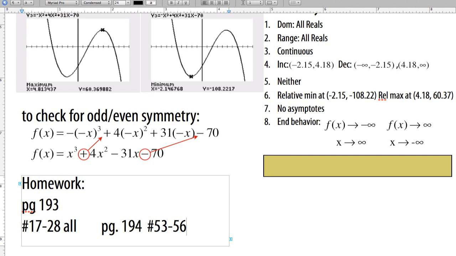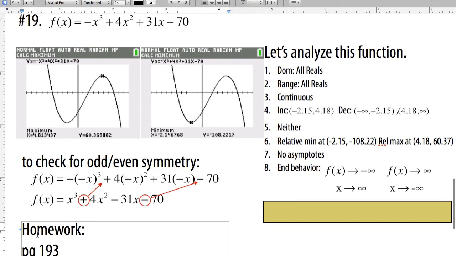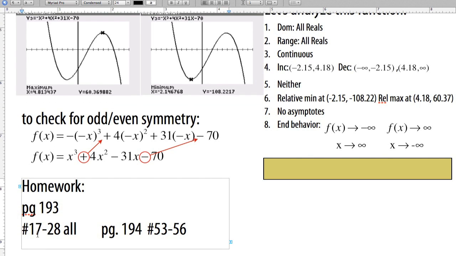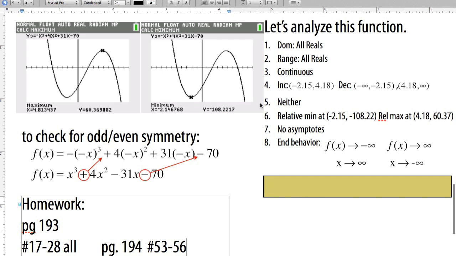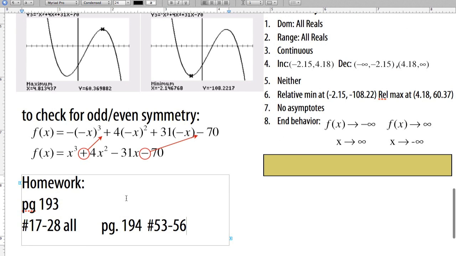So for the remainder of the period, I would like for you to get your books out. I don't mind that you work in groups, and I want you to work on your homework. Remember, on 2 of these problems, and it can't be 19 because I did that one for you, I want you to work out a full analysis of 2 of the graphs.